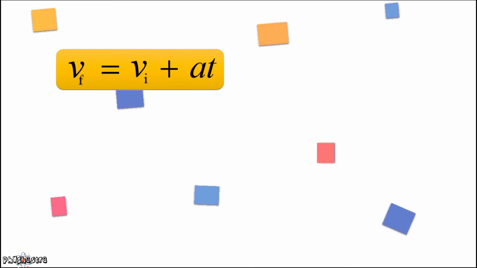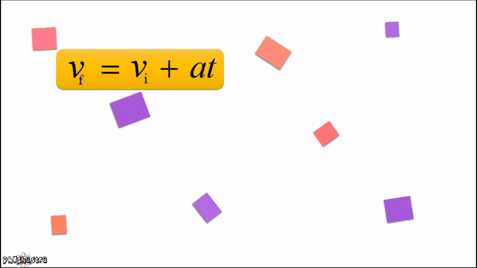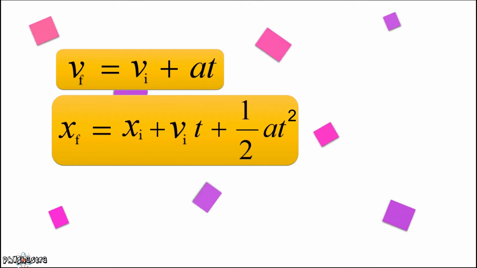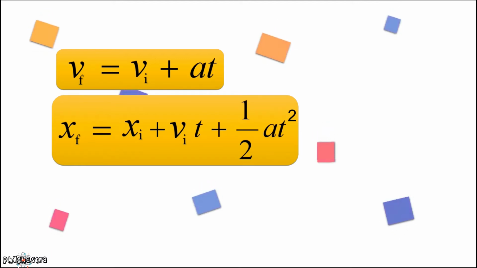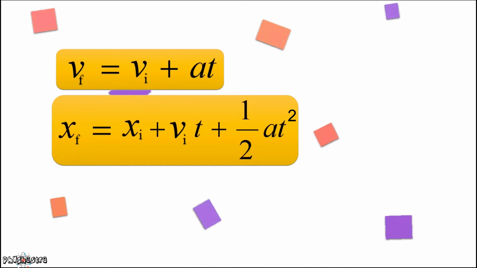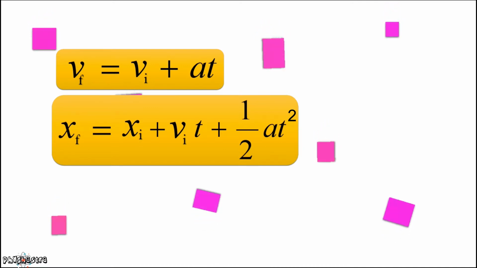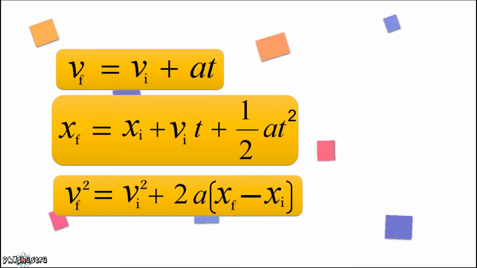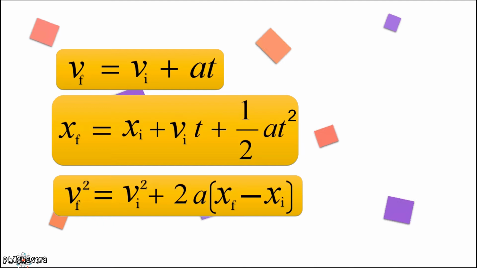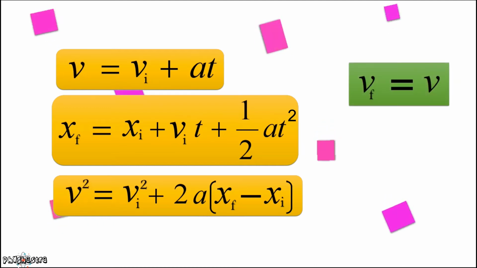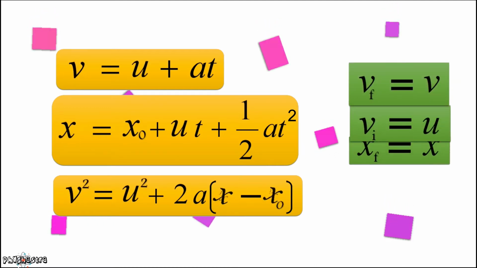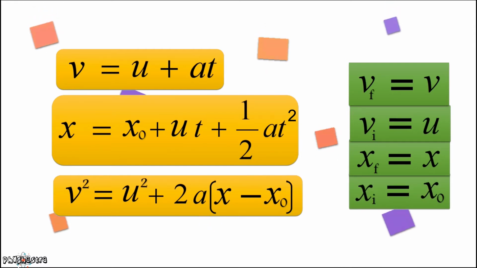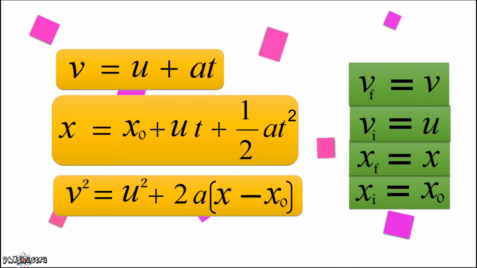Final velocity Vf equals initial velocity Vi plus acceleration a multiplied by time t. Xf, final position, equals xi, initial position, plus Vi t plus half of a t squared. And Vf squared equals Vi squared plus 2a into (x minus x0). For simplicity, we use V instead of Vf, U instead of Vi, x instead of xf, and x0 instead of xi. Now let us derive the equations one by one.